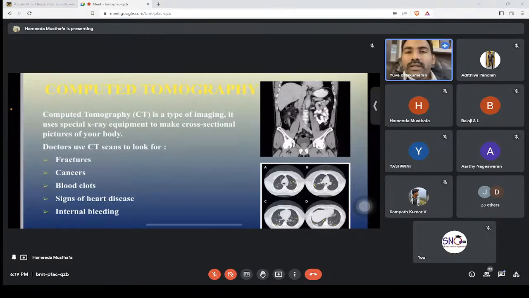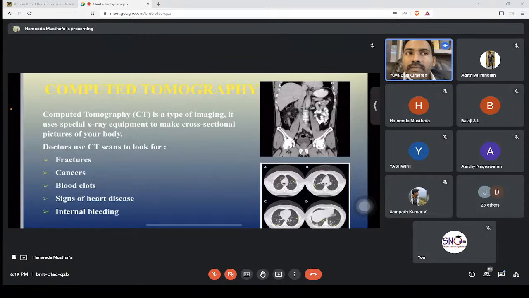Then blood clots. If somebody is injured by any trauma or due to stroke, we have to look at the brain. For that, we have to take a CT scan of the head, and we have to look at the brain for any hemorrhage or infarct. For that, we have to take a CT scan.